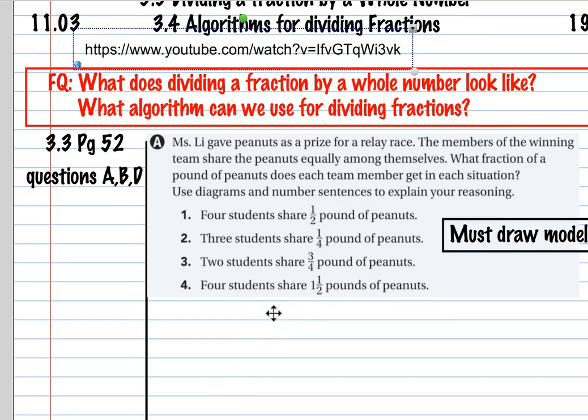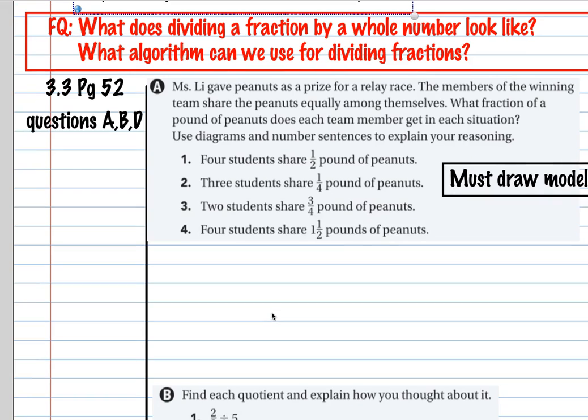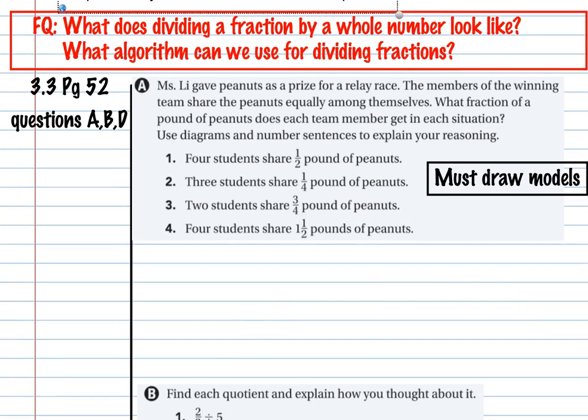So Miss Lee gave peanuts as prizes for a relay race. The members of the winning team share the peanuts equally among themselves. What fraction of a pound of peanuts does each team member get in each situation? Okay, so let's just draw some of these peanut pounds. So this is going to represent my 1 pound of peanuts.